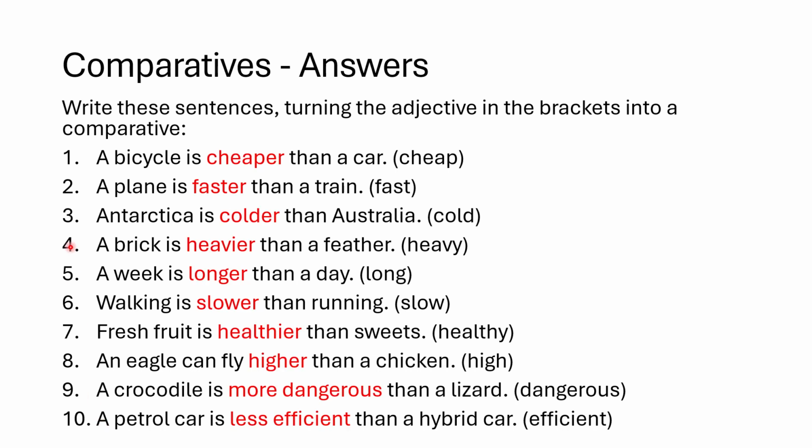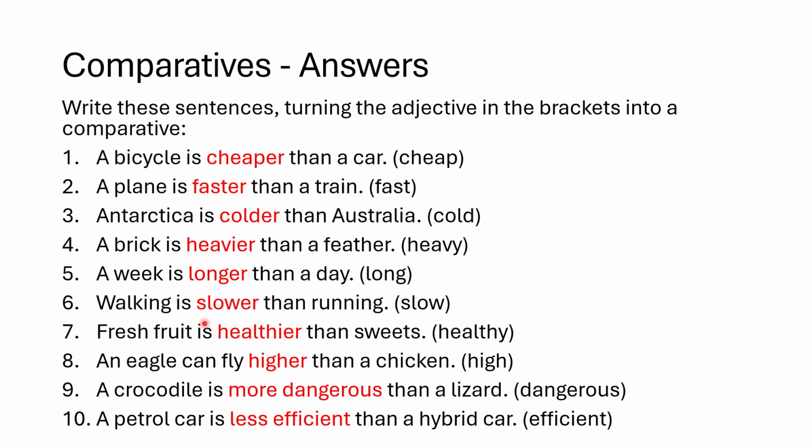Check your answers. 1. A bicycle is cheaper than a car. 2. A plane is faster than a train. 3. Antarctica is colder than Australia. 4. A brick is heavier than a feather. 5. A week is longer than a day.